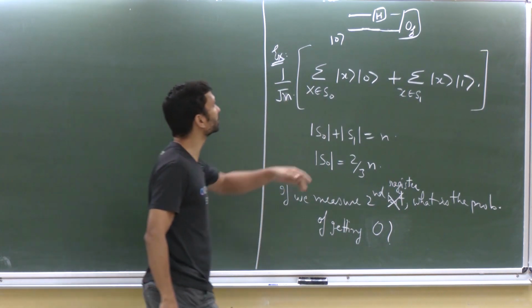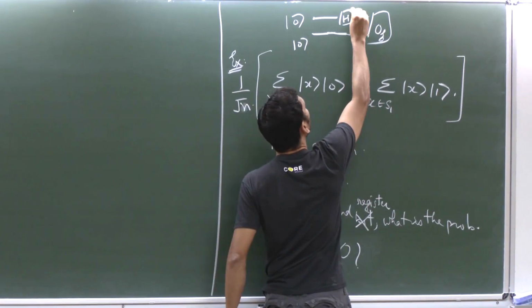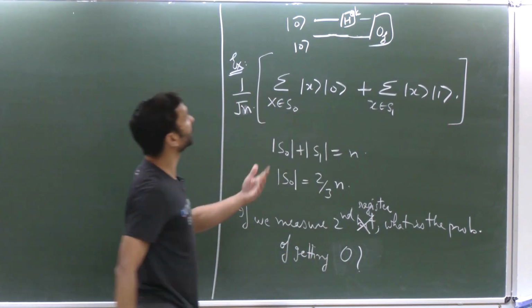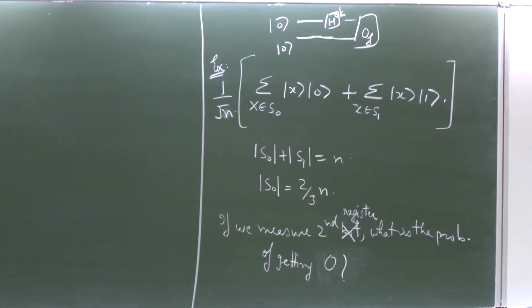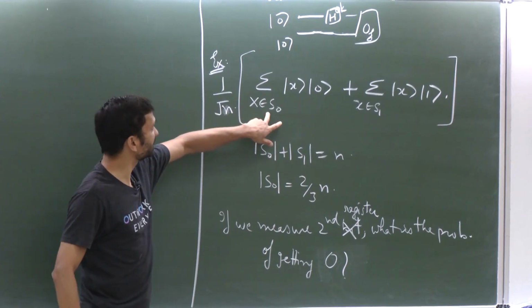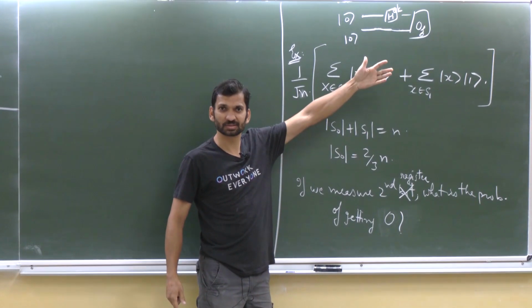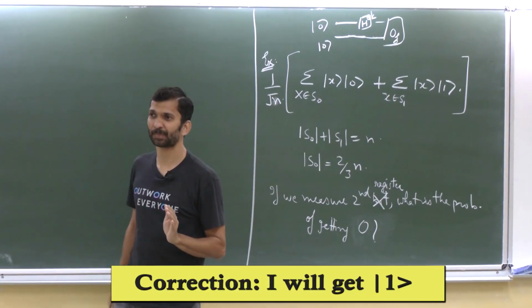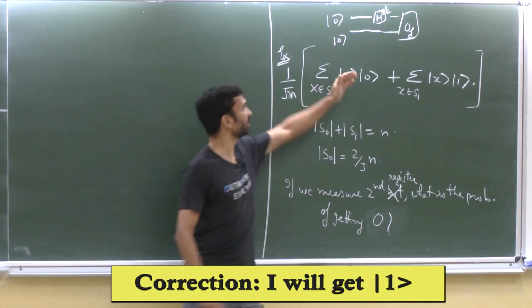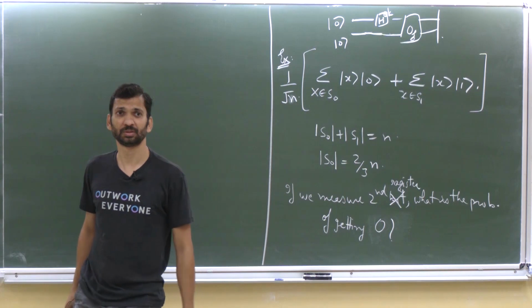If this is the case, the Hadamard will convert it into an equal superposition of x. Then for every element of S0, I will get 0, 0 XOR f(x). For every element of S1, I will get 1. So this is the state which you will get here.